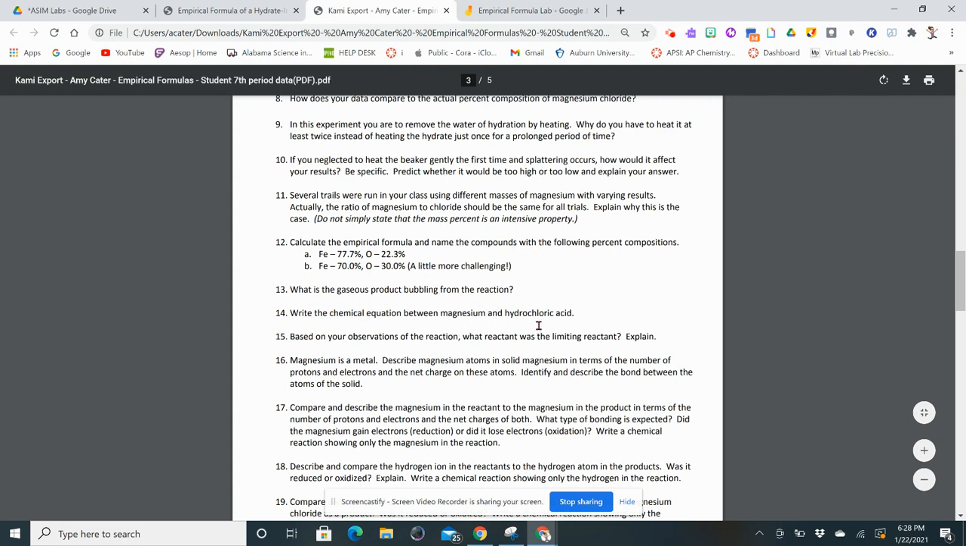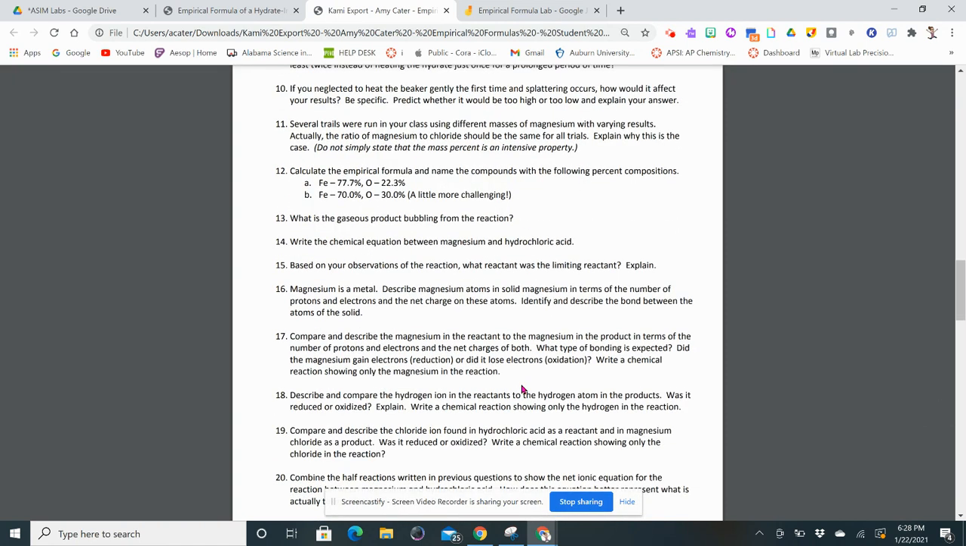Write a chemical equation between the magnesium and hydrochloric acid. So I just did that. That was number 14. Number 15, based on your observations, what reactant is the limiting reactant? You do not need to answer number 15. Okay, do not do number 15.